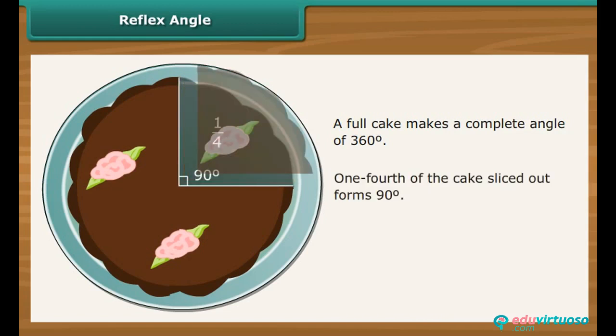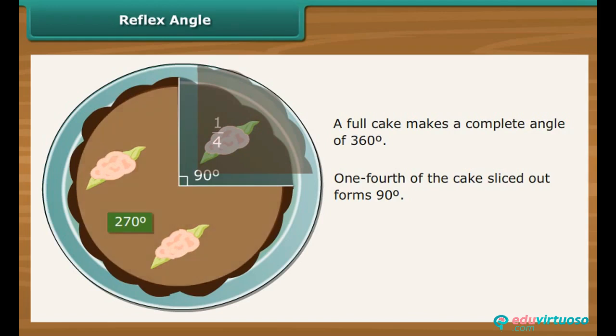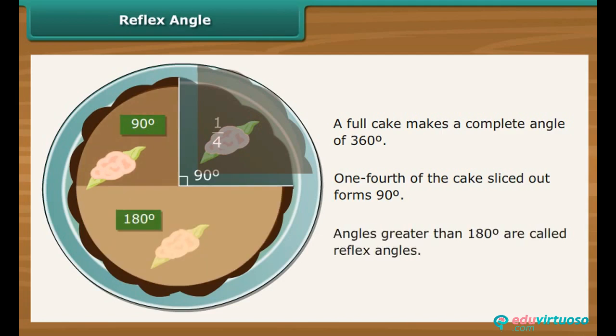1/4 of the cake sliced out forms 90 degrees. The cake that remains forms 270 degrees. Angles greater than 180 degrees are called reflex angles.